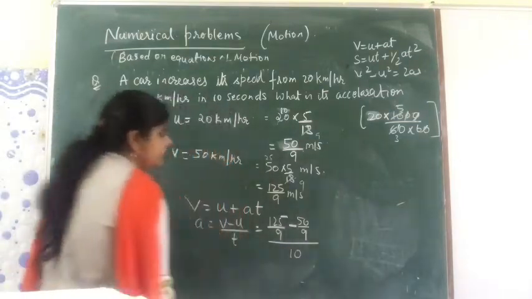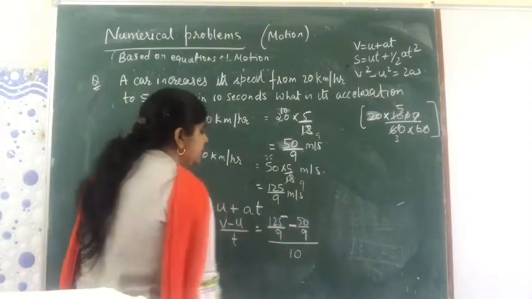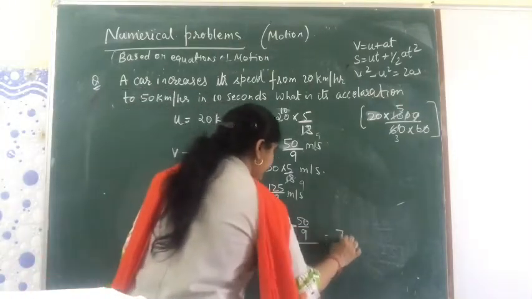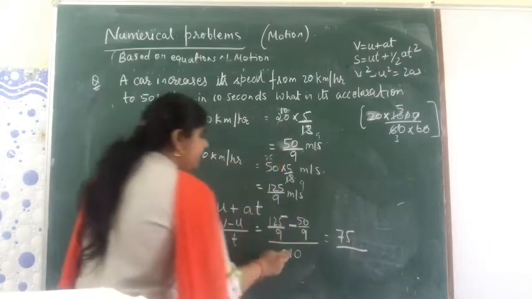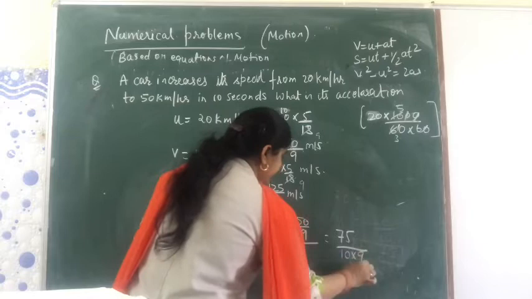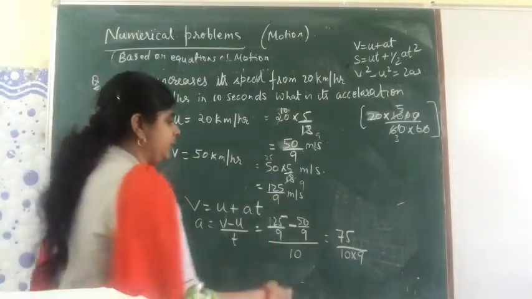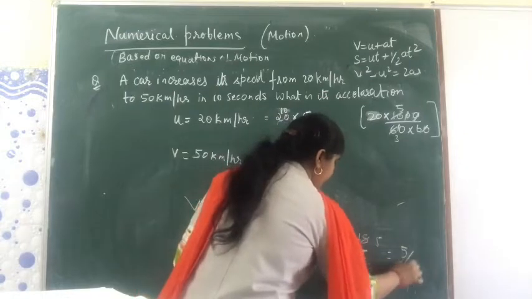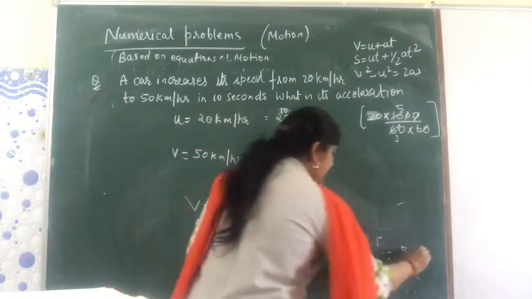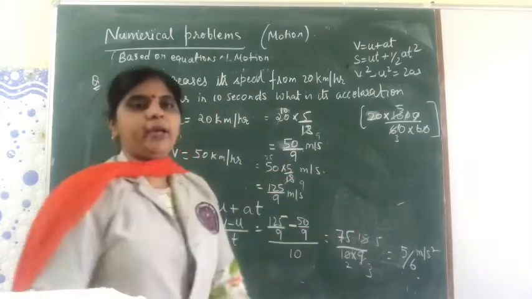Time is 10 seconds. So this will be 125 minus 50, that is 75, upon 10 into 9, that is 90. Or we can further calculate it, and this is coming out to be 5 upon 6 meter per second square.